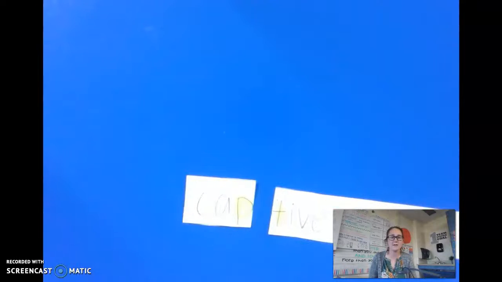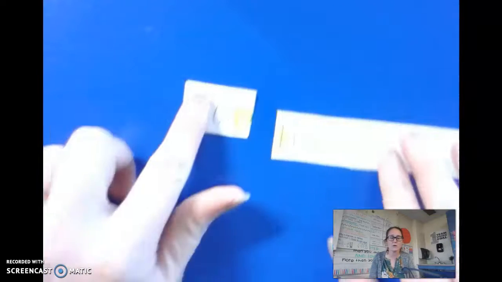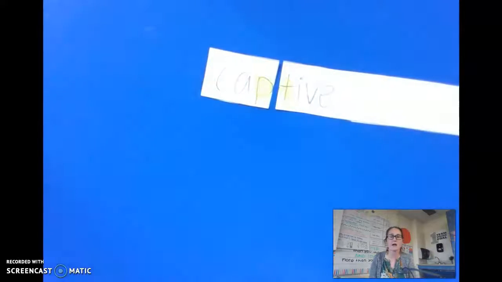After you have cut the syllable parts, you will then trade the words with a partner, and they will rebuild the words and read it out loud. Do this for all 12 of your words.